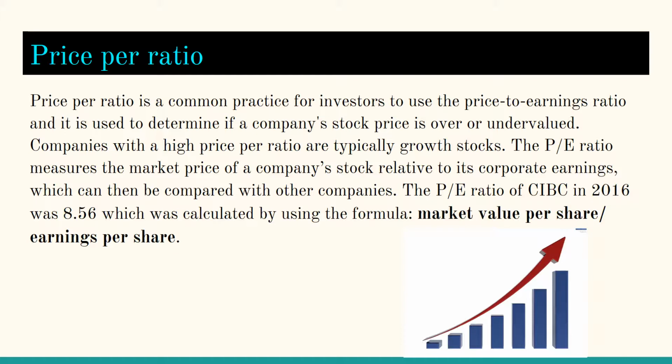Companies with a high price to earnings ratio are typically growth stocks. The price to earnings ratio measures the market price of a company's stock relative to its corporate earnings, which can then be compared with other companies. The price to earnings ratio of CIBC in 2016 was 8.56, which was calculated by using the formula market value per share divided by earnings per share.